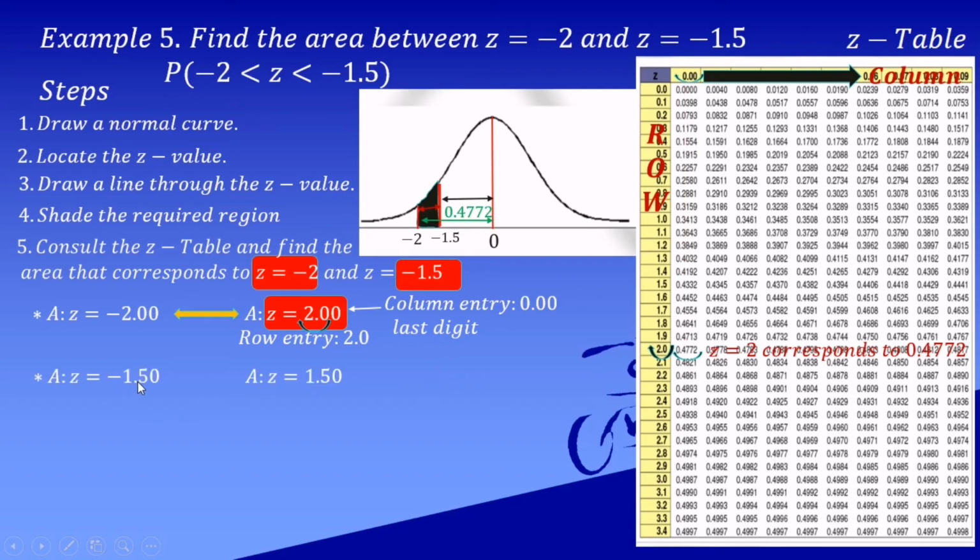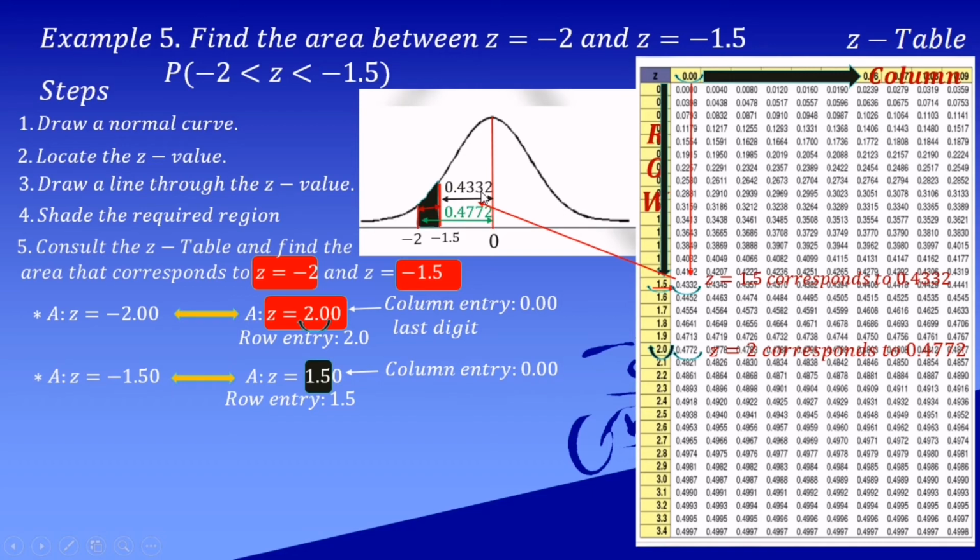So, again, our Z is negative, so ignore the negative, then find the area of Z equal to 1.5. Our first two digits are 1.5, that is the row entry, then the last column is 0. Get the intersection between the row and column. So, Z equal to 1.5 corresponds to 0.4332. That is our area from 0 to negative 1.5.